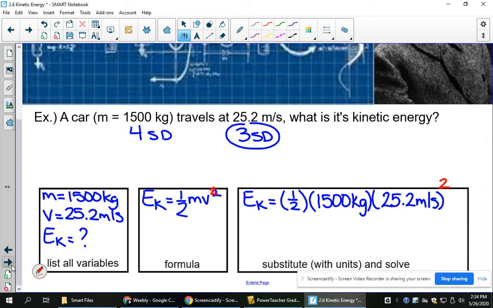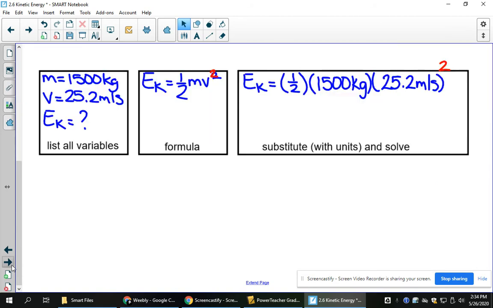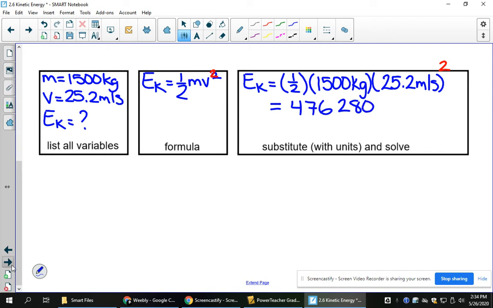You're squaring the number. So when I put this in my calculator, I am going to literally put bracket 1/2 bracket, bracket 1500 bracket, and bracket 25.2 bracket squared. All right, make sure you try that in your calculator and get the same number as me. I'm getting a really big number actually, 476,280.